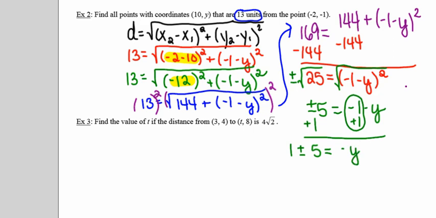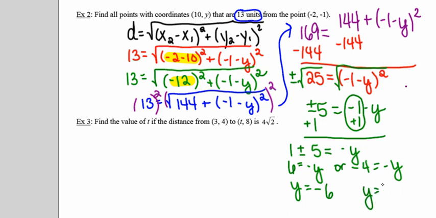And I think I'm going to go ahead and solve this equation for -y. So 1 plus 5 is equal to -y, or in other words, 6 is equal to -y, or 1 minus 5, or -4 is equal to -y. Now if 6 is equal to -y, then y must be equal to -6, or y can be equal to 4.